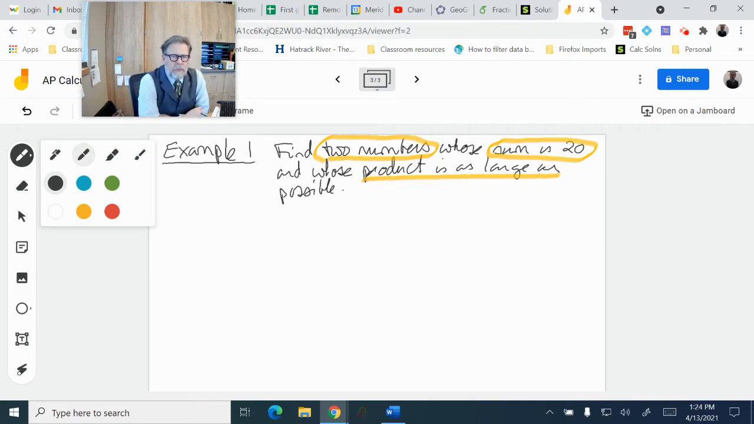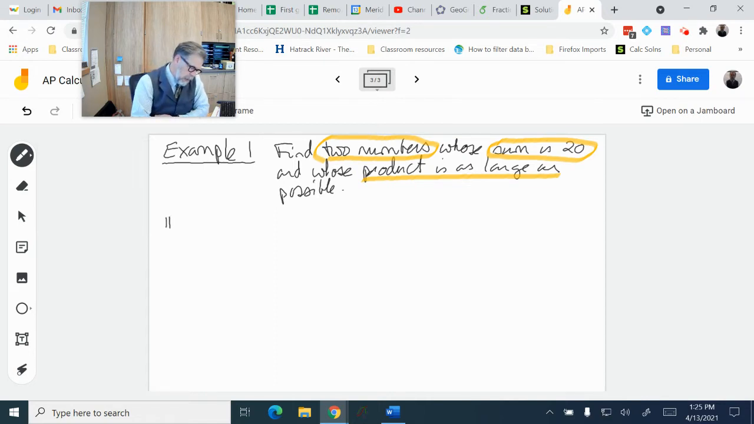Draw pictures, label the parts that are important to the problem. This is not really a problem that pictures, I think, are appropriate. So let's move on to the next. Introduce a variable. Well, let's call number one x. And since I know that number one is x, I know that the second number must be 20 minus x. This is the sum is 20 part. And now, using the variable, write a function whose extreme value gives the information sought. Product. So what is the product?